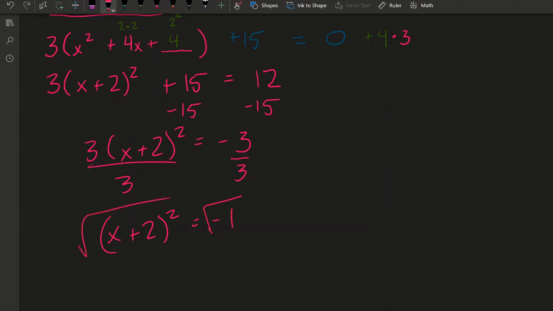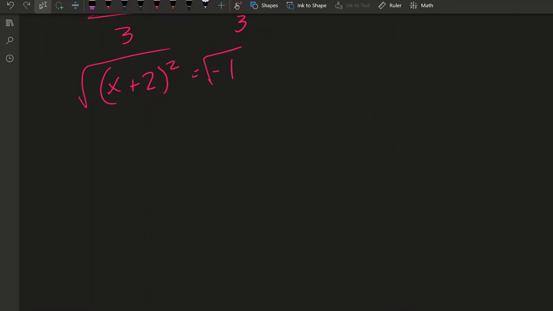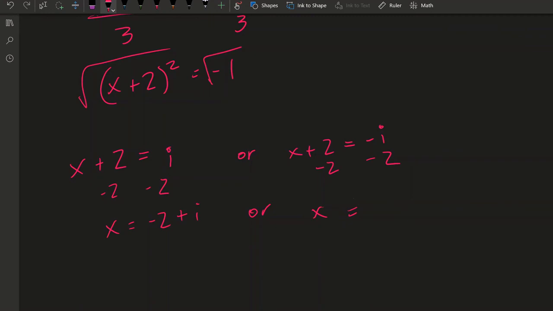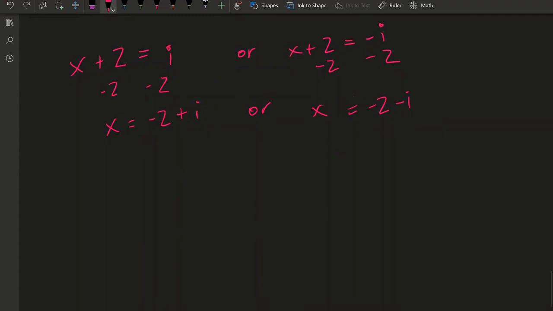Taking the square root of both sides. And then we remember from our previous lesson that x plus 2 equals i, or x plus 2 equals negative i. Subtracting 2 on both sides, I will get x equals negative 2 plus i, or subtracting 2 on both sides, x equals negative 2 minus i. And since I notice they're both the same with the exception of that sign, I can simplify my answer to x equals negative 2 plus or minus i. And that's my solution.